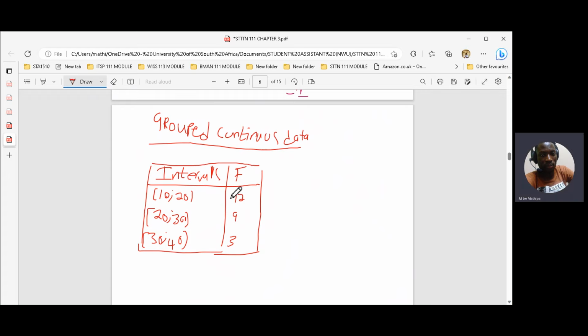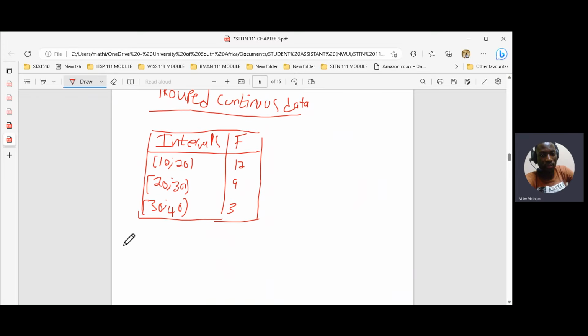Now you see the difference. For an ungrouped data set, they will always give you a data set. For grouped discrete data, they will give you a table with 0, 1, 2 and the frequencies. And for grouped continuous data, they will give you the intervals. Let's calculate the arithmetic mean for grouped continuous data, which is Roman figure 1.